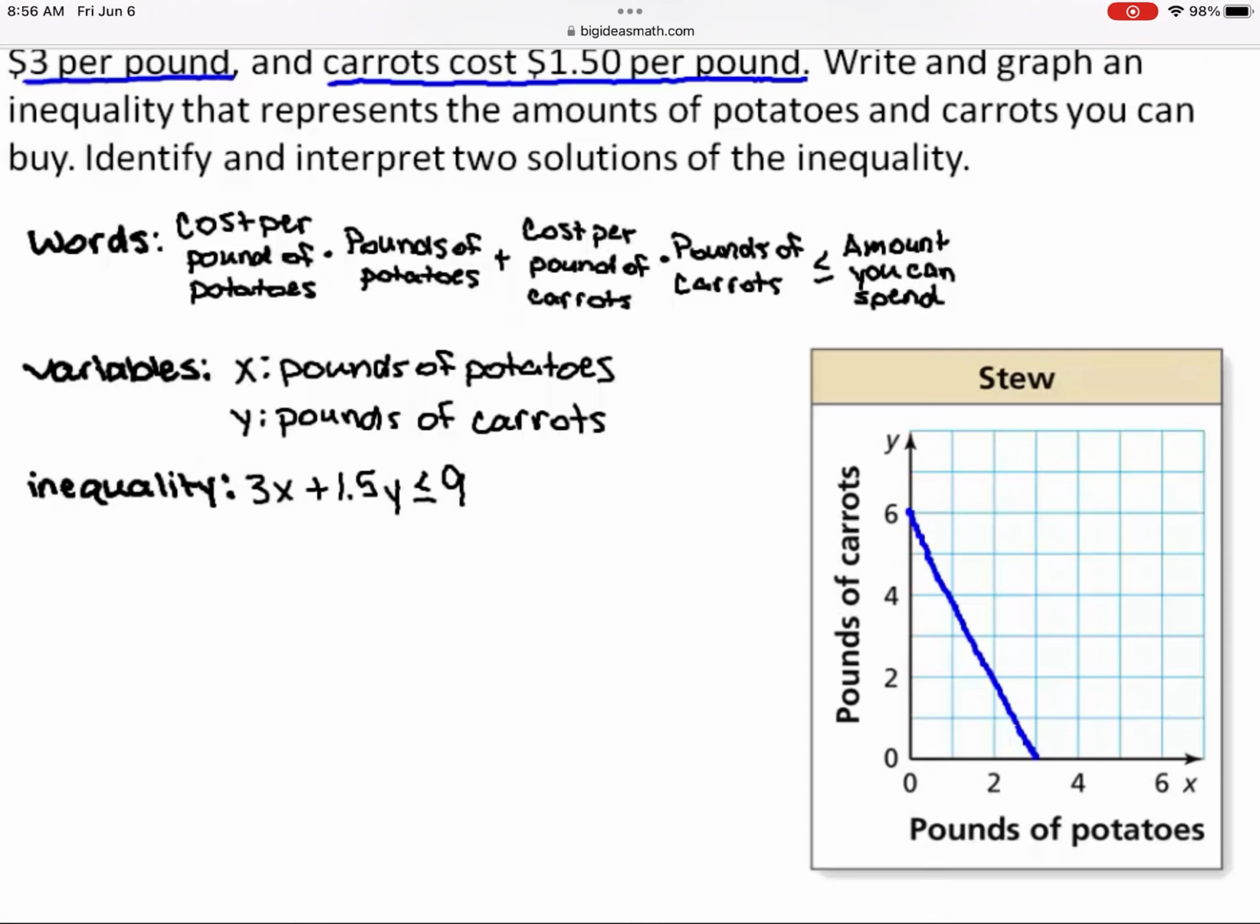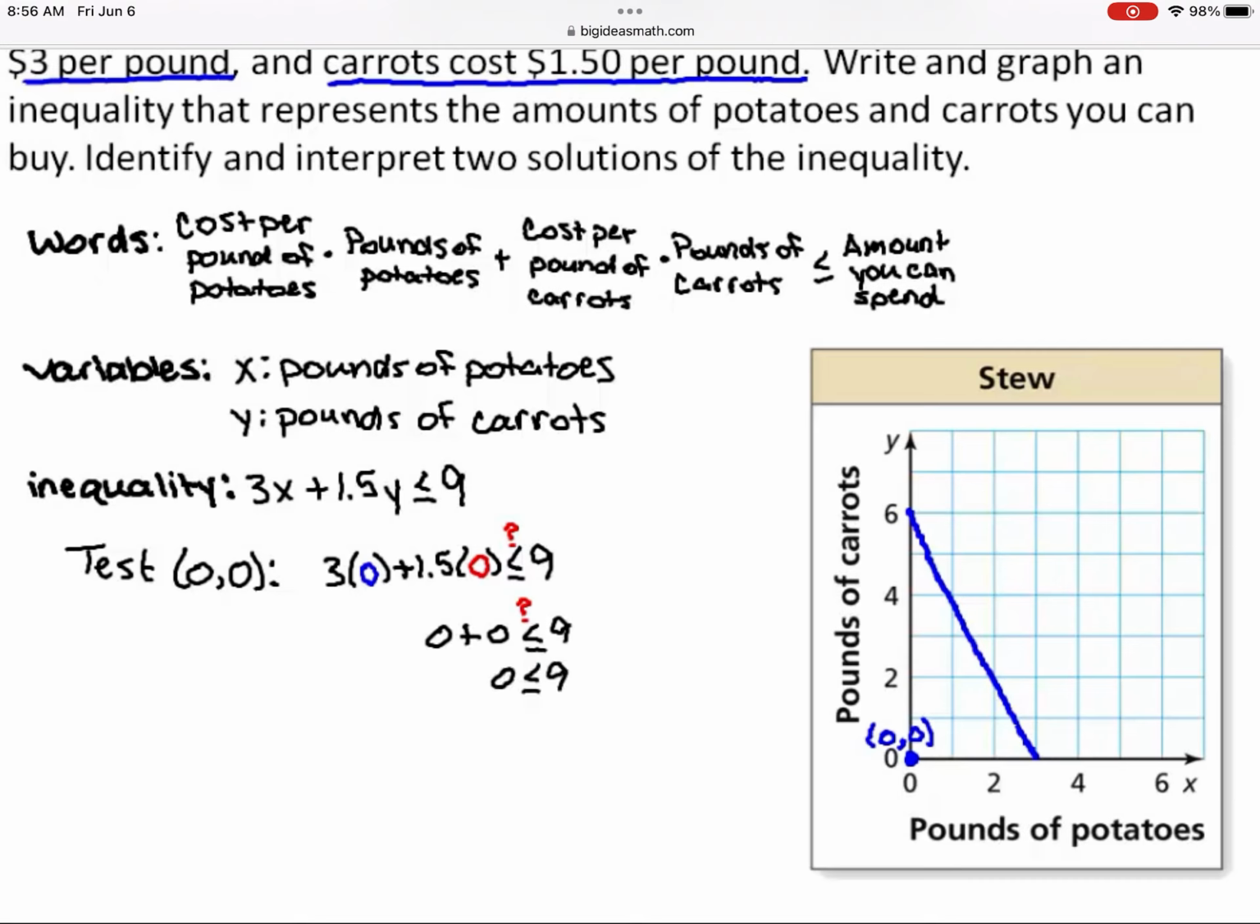Now you want to test a point that is not on the boundary line to determine whether it is a solution of the inequality, such as the point 0, 0. To test the point 0, 0, substitute 0 for x and 0 for y in the inequality. 3 times 0 is 0, and 1.50 times 0 is 0. 0 plus 0 is 0. Because 0 is less than or equal to 9 is a true statement, 0 is a solution of the inequality. Because 0, 0 is a solution, shade the half plane that contains 0, 0.